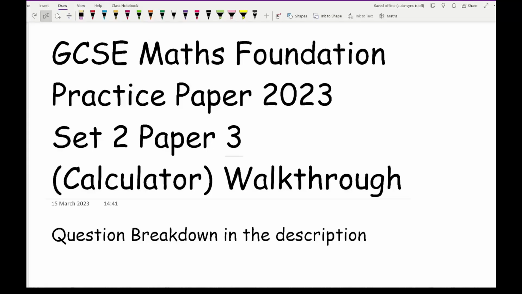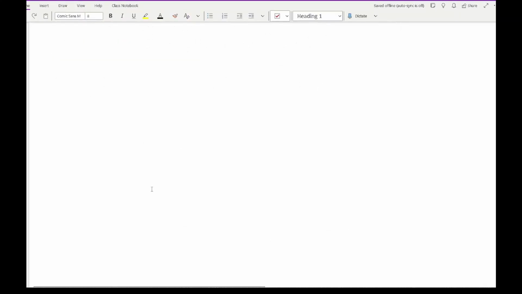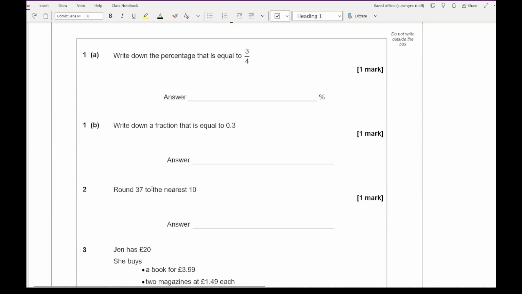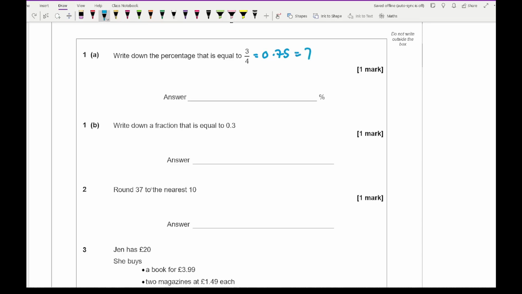So let's get started on this practice paper 2023 Foundation Set 2 paper 3, which is a calculator paper. So getting started on question 1, it says write down the percentage that is equal to 3/4. So hopefully you're able to spot that this as a decimal is 0.75 and that as a percentage is going to be 75%. Then for question 1b, it says write down a fraction that is equal to 0.3.